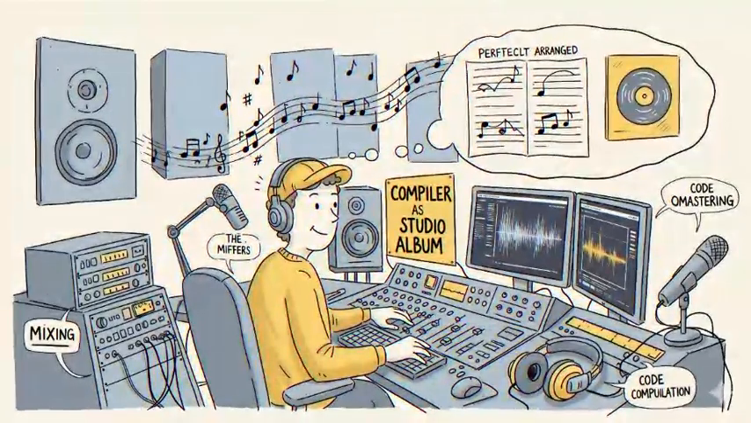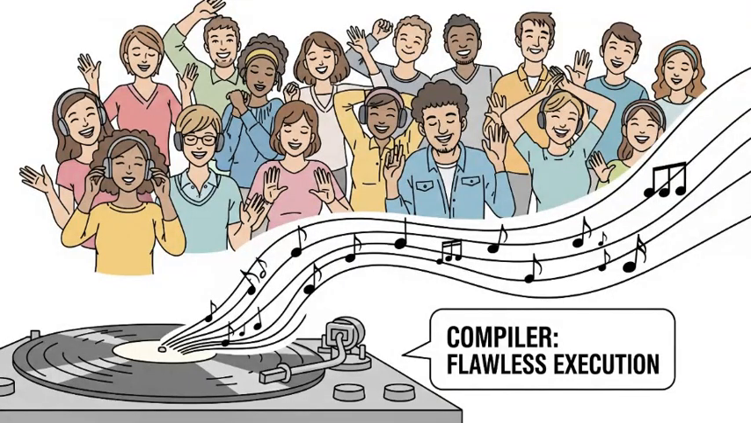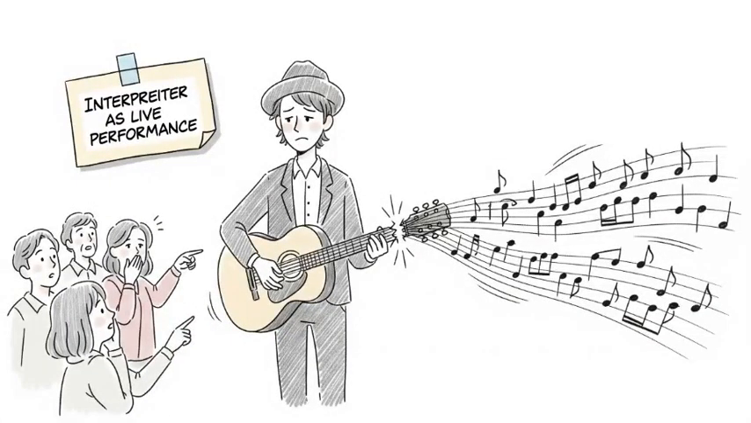The same thing applies to music. Think of a compiler as recording a studio album. You spend weeks mixing, mastering, and polishing it before anyone hears a note. By the time fans hit play, it's flawless and runs smoothly. An interpreter, on the other hand, is like performing live on stage. The music comes out line by line, you can adjust as you go, but it's not always as clean. Sometimes there's a mistake and the audience catches it immediately.